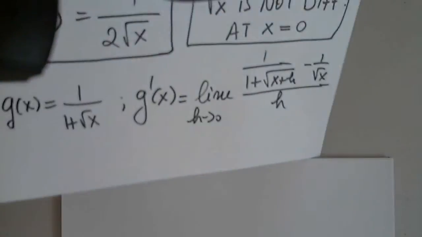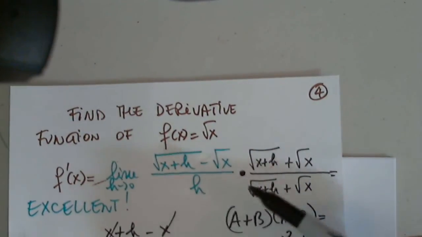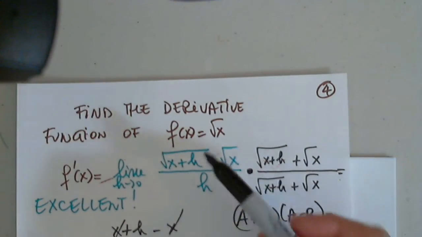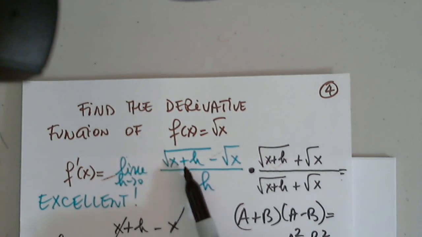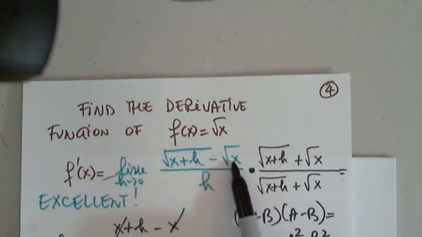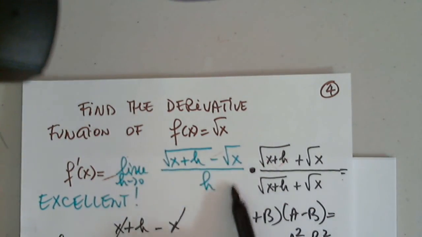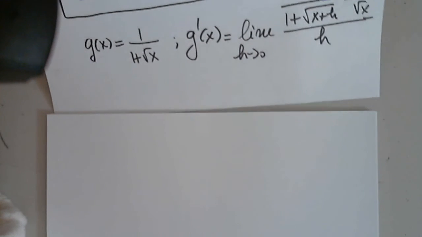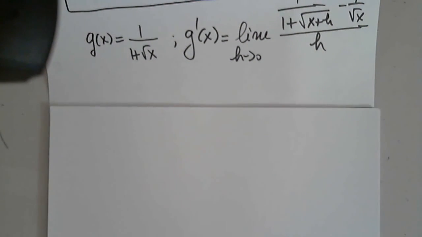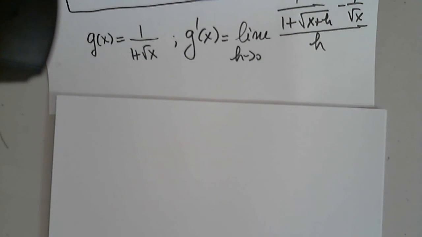I should have said that from the very beginning here. When you plug it in, you get 0 over 0, of course. So when h approaches 0, the numerator is the square root of x minus the square root of x, which is 0. The denominator is 0, 0 over 0. So there is hope. And we did find something. Good. So next step.